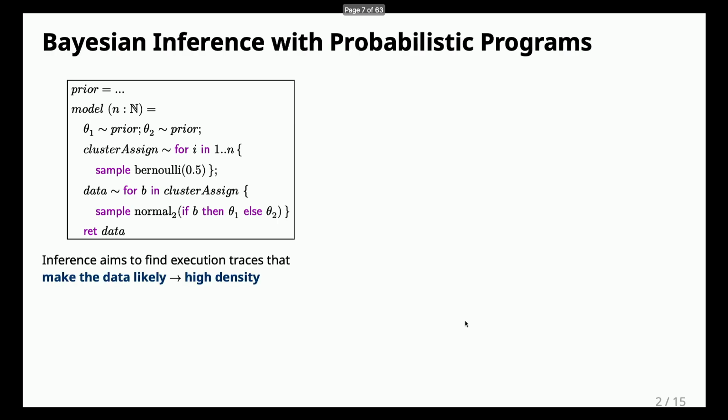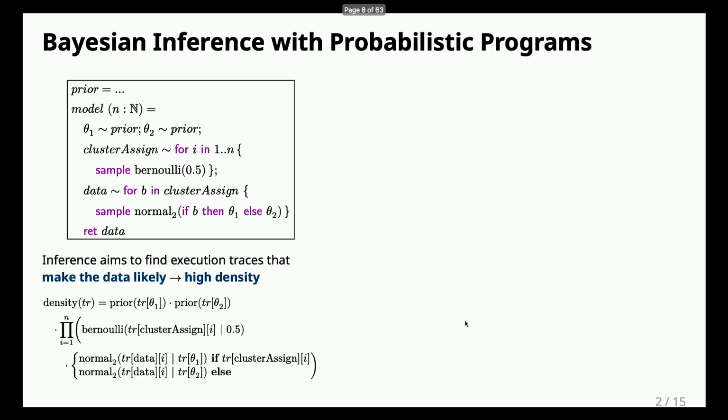But what we want to do in practice is, of course, given a data set, find out what likely parameters led to this data set. So we want to do inference. We want to find execution traces that make the data likely. And what does likely mean? Well, it means we want to find traces that have a high density. And the density function is just basically multiplying together all the probability density functions of the distributions we sampled from.